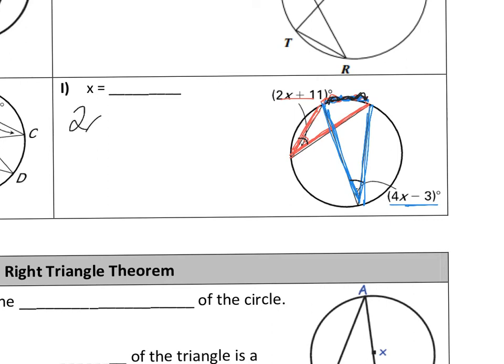So, based on that, I know that 2x plus 11 is equal to 4x minus 3. So we end up with 2x equals 14, so x is 7. And that's all they asked for. They didn't really want these specific angle measures.